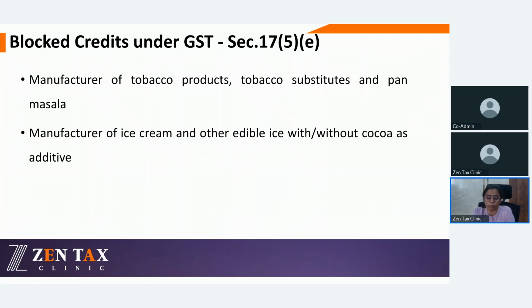Say if you're a manufacturer of tobacco and related products, then that is prohibited. And if it is manufactured for ice cream or other edible ice, then also you cannot avail the composition scheme.